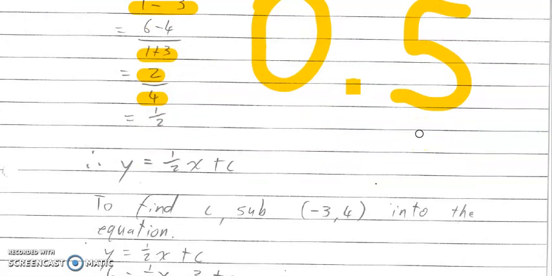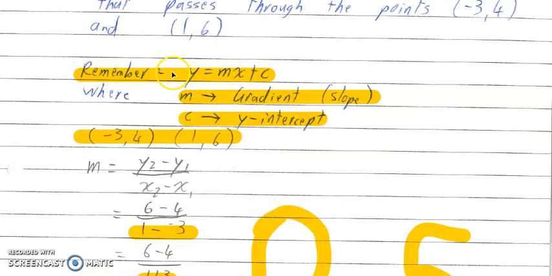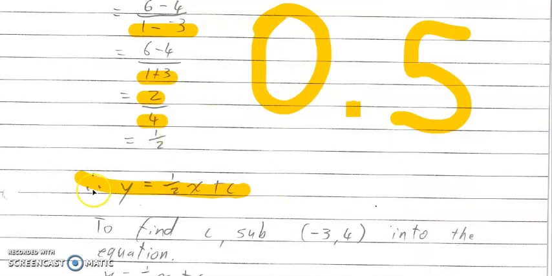Anyway, what have we determined? Well, at this stage, my equation looks like this. Since m equals a half, and the equation of a line is y equals mx plus c, this is what I found: y equals a half x plus c. So I found the gradient of my line. Now I need to find the y-intercept.